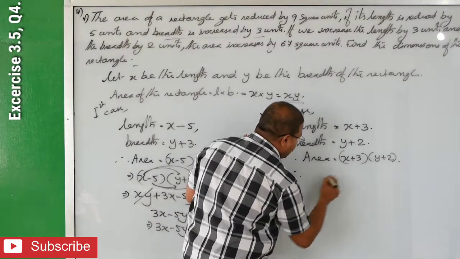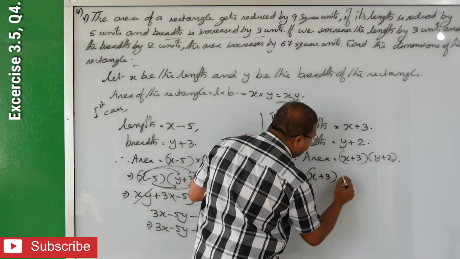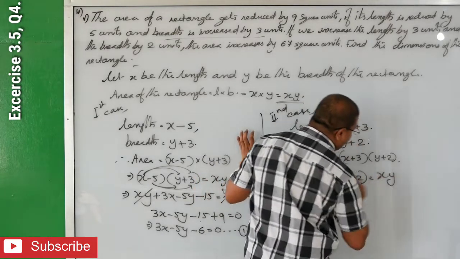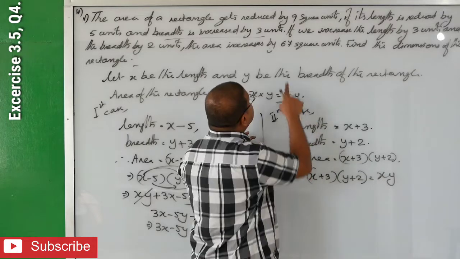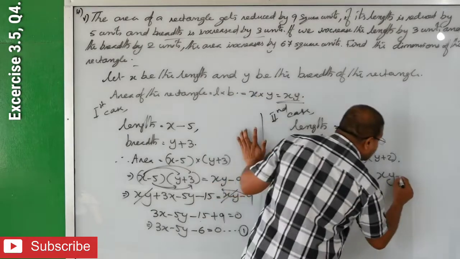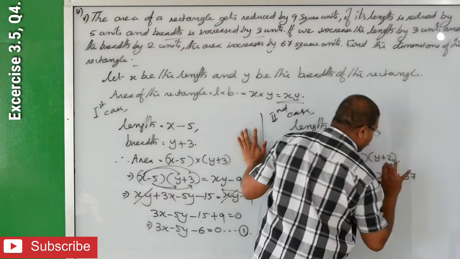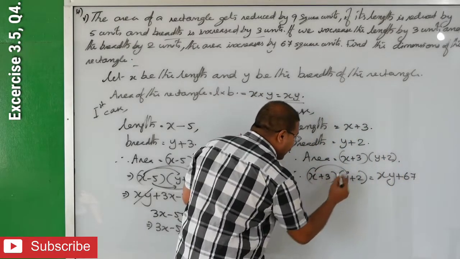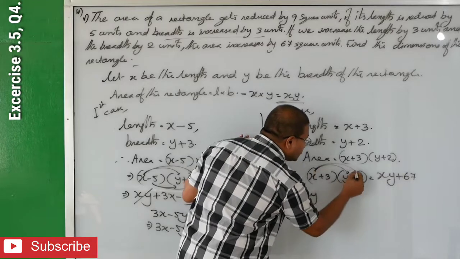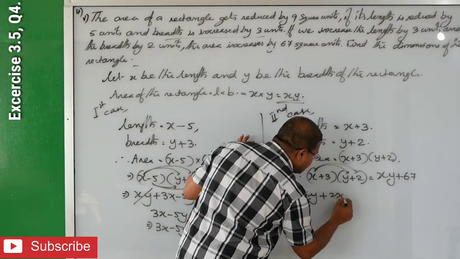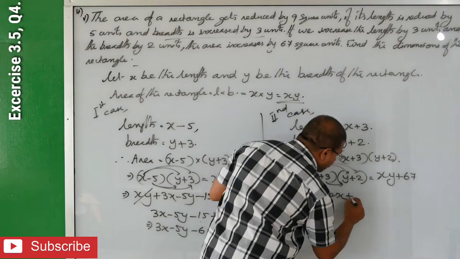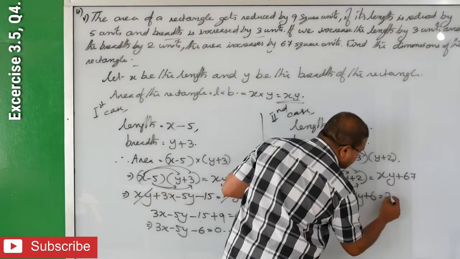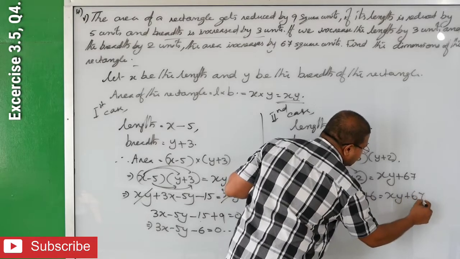Therefore, area means this one: (x plus 3) into (y plus 2) equals xy, this is the original area, but increased by 67 square units means plus 67 square units. Okay. Now we'll open the bracket. x into y, xy, x into plus 2, plus 2x. Now 3 into y, plus 3y. Now 3 into 2, plus 6 equals xy plus 67.